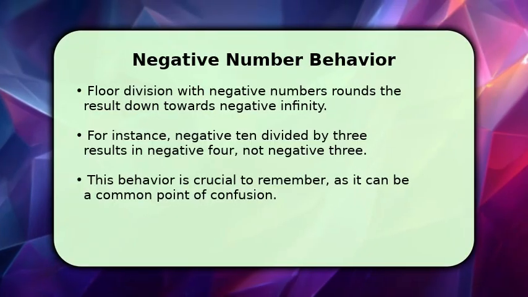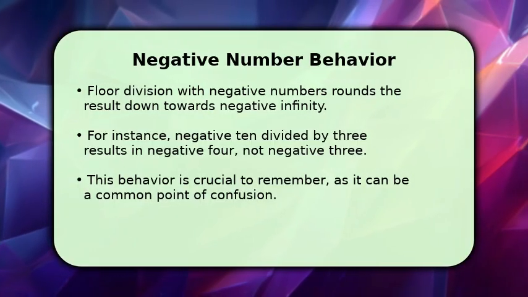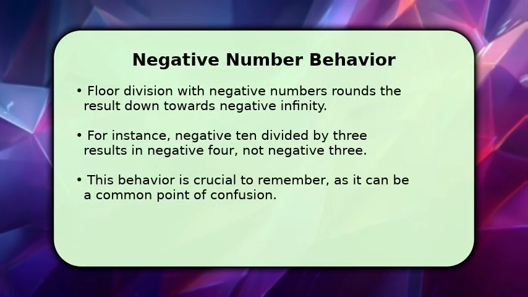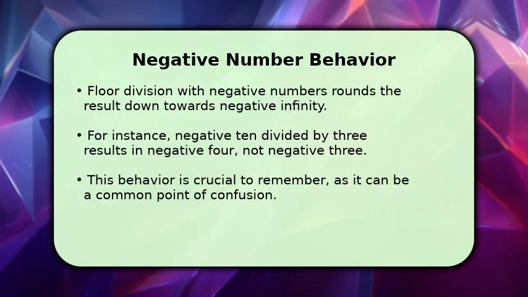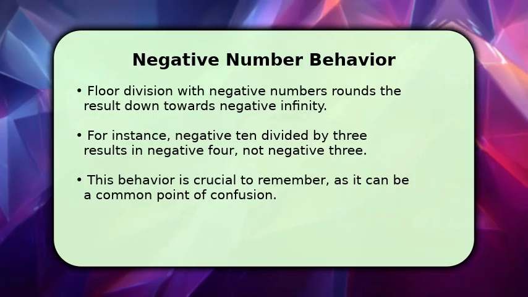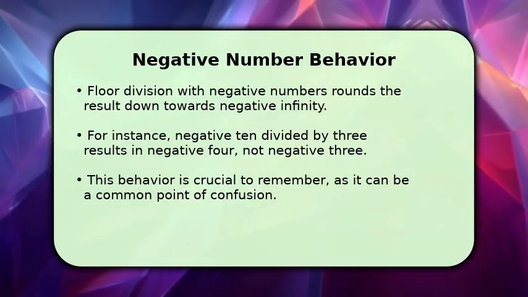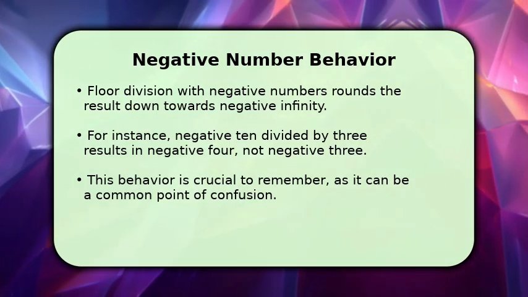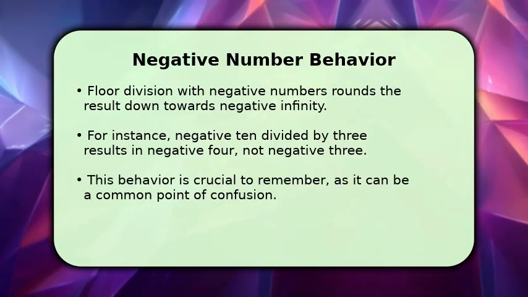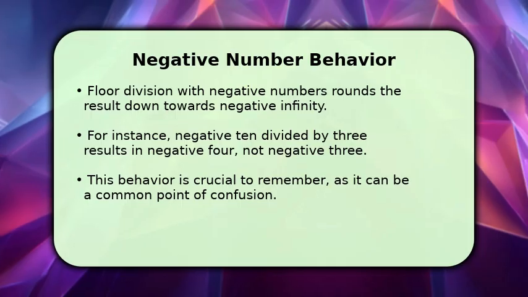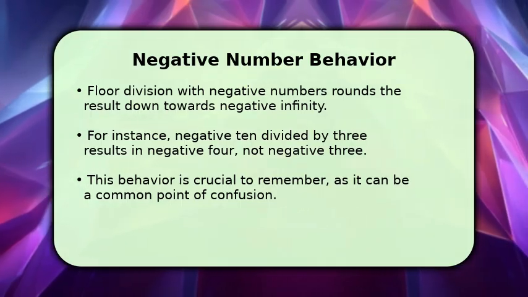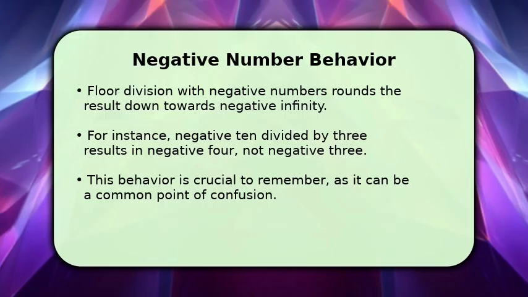Now, let's tackle negative numbers, which can be a bit tricky. When you floor divide -10 by 3, the result is -4. This is because it always rounds down to the nearest whole number, moving further away from 0 on the number line. Similarly, -7 floor divided by 2 gives -4. Understanding this rounding behavior is key to correctly using floor division in all scenarios.